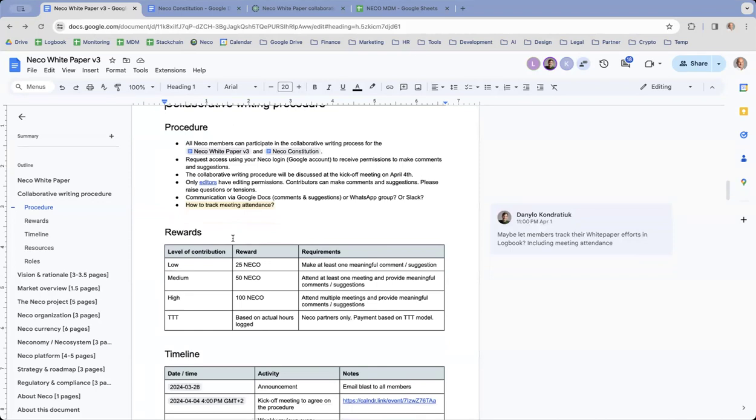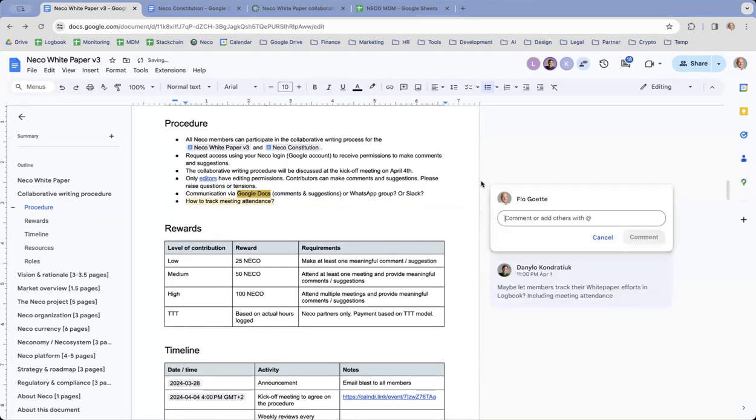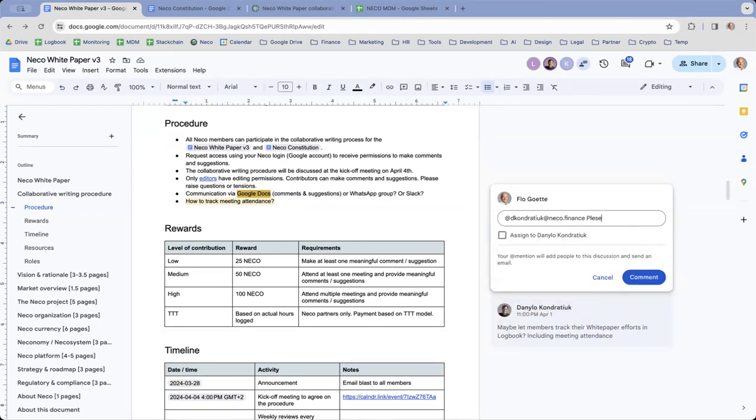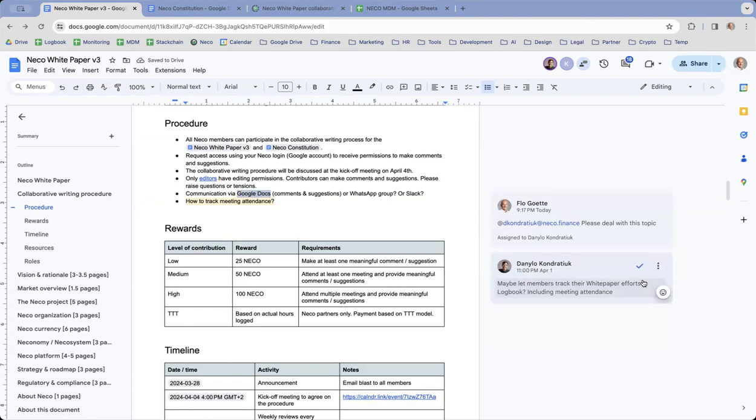For communication, we would like to encourage everyone to stick to Google. You can add comments, and I'm going to show you quickly how you do it. If you want to add a comment to a certain section, let's say here, Google Docs, I can just click on this add comment button and write my comment. If I want to specifically address that comment to a person, like I would like to invite Dan to deal with this topic, then I would say, Dan, please deal with this topic, and click here, assign to Dan. Then click assign, and he will be notified that he is included in one of these comments, and he can follow up with you. So this is what we call a comment.